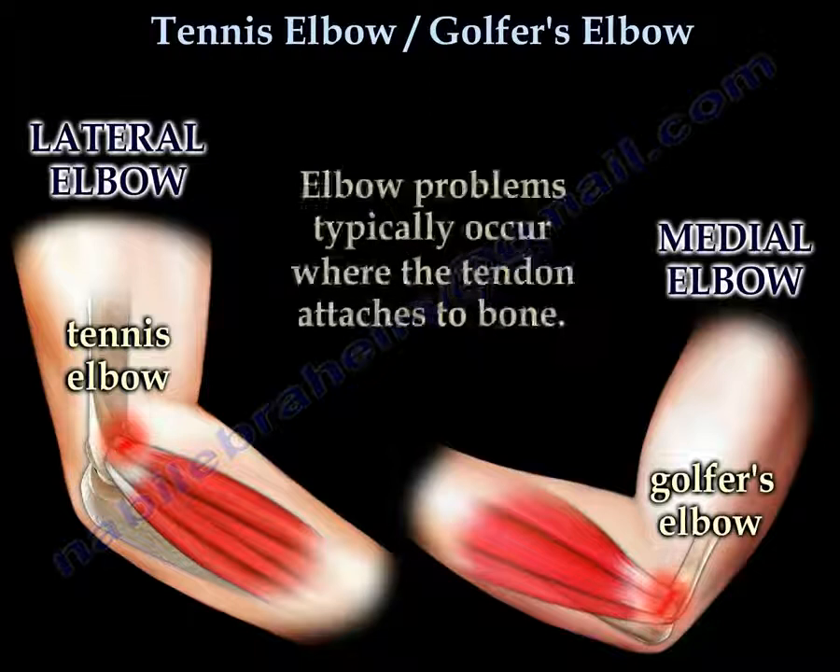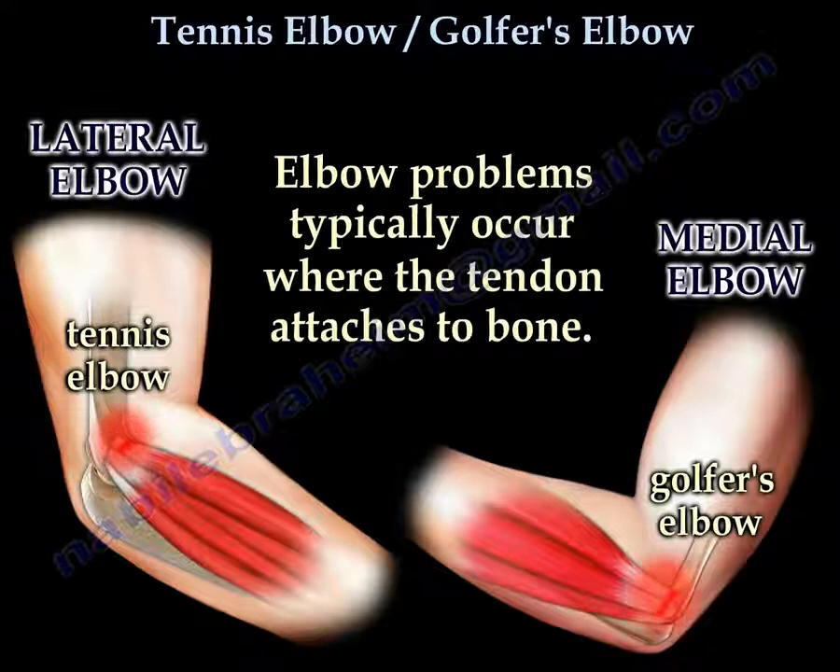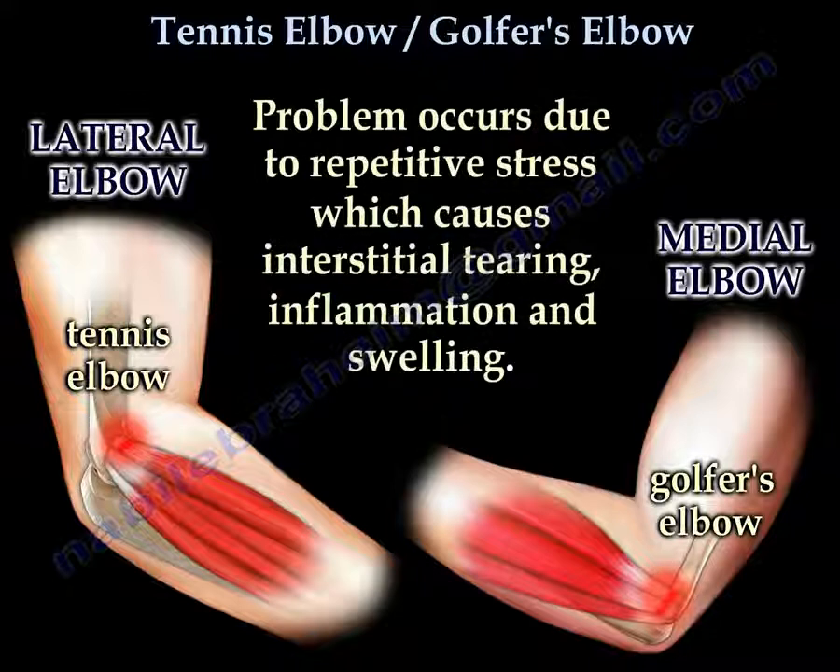Elbow problems occur where the tendon attaches to the bone. At the outer side of the elbow, or the lateral elbow, we call it tennis elbow. At the medial side of the elbow, or inside of the elbow, we call it golfer's elbow. The problem occurs due to repetitive stress, which causes interstitial tearing, inflammation, and swelling of the tendon.